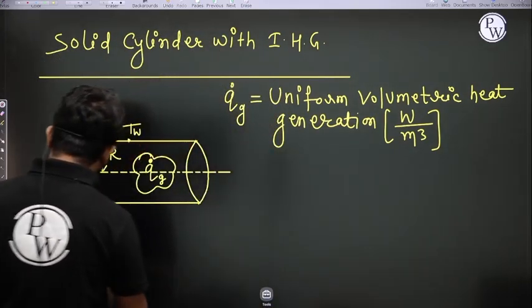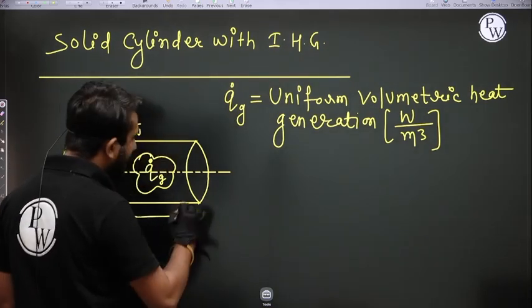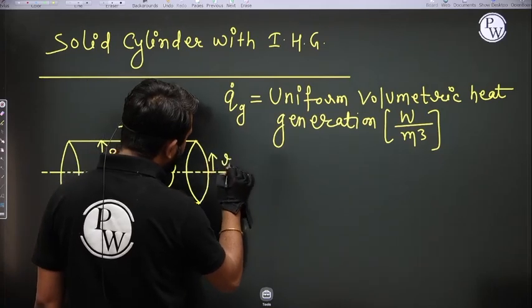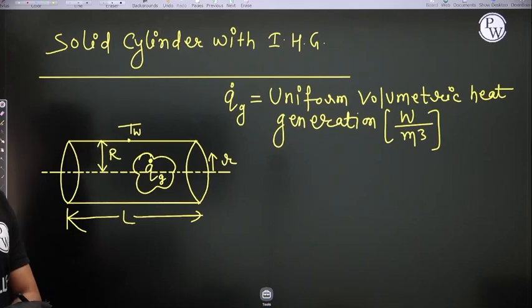And this length is capital L. This is the radial direction. Is it fine? Okay.